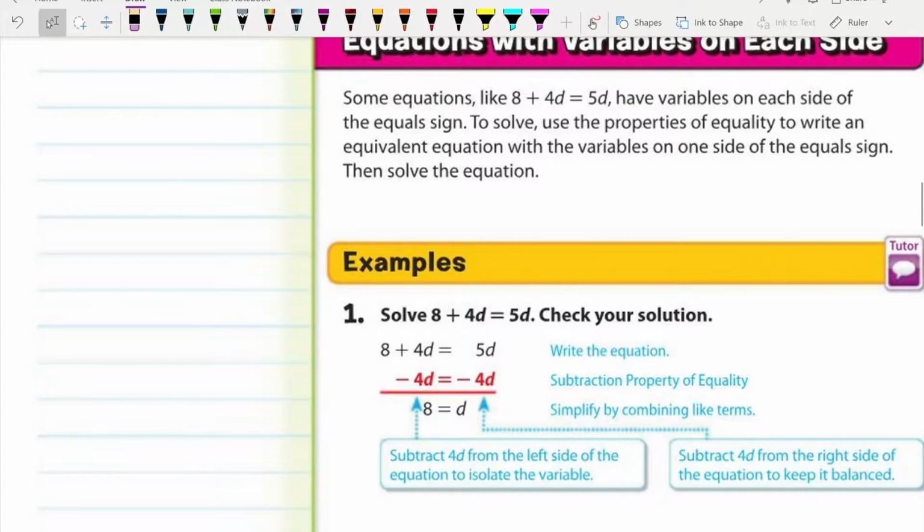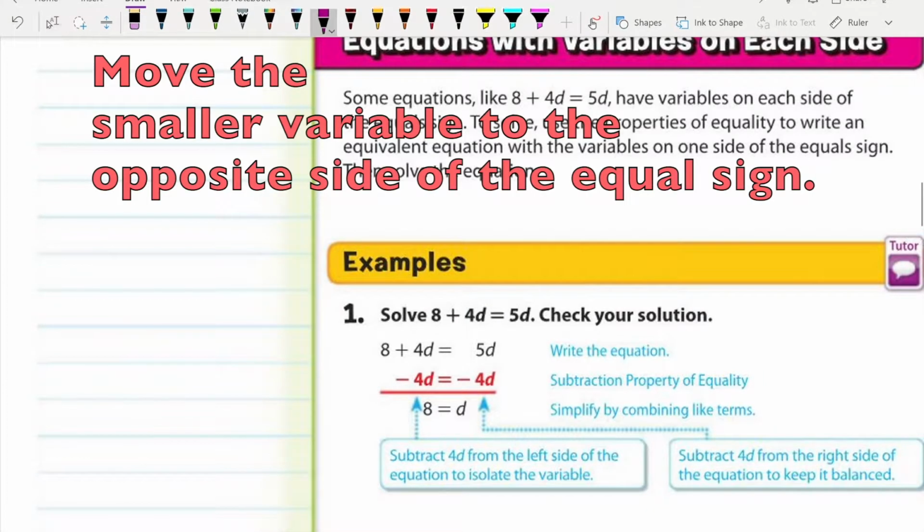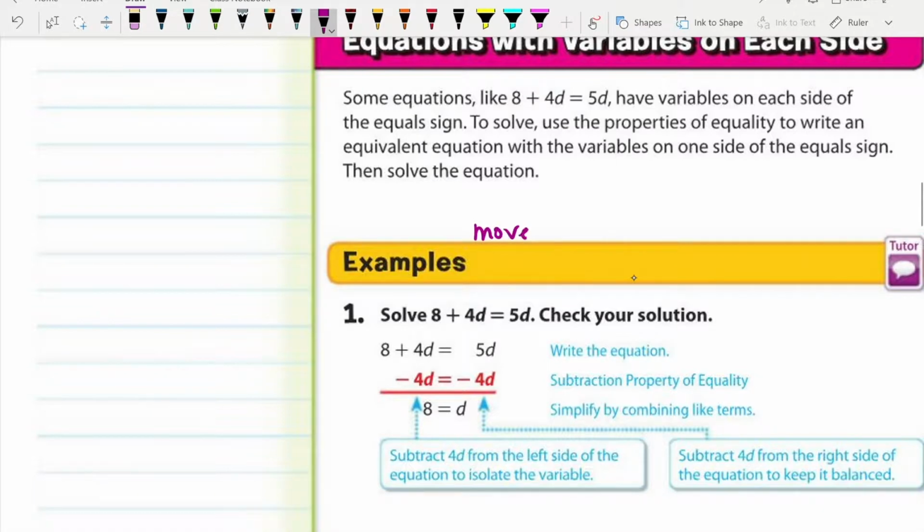My tip, my suggestion, is always going to be to move the smaller variable over. Okay, so move the smaller variable over. And the reason is when you move the smaller variable over to where the larger variable is, you're going to keep the coefficient to that variable term as a positive, which is going to give you one less reason to make an error due to positive or negative signs.